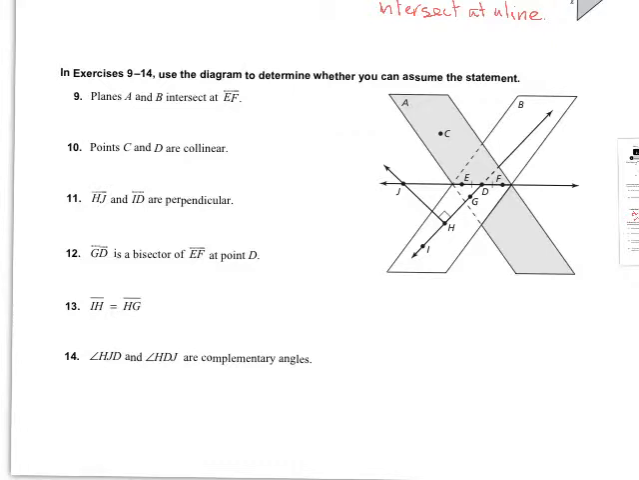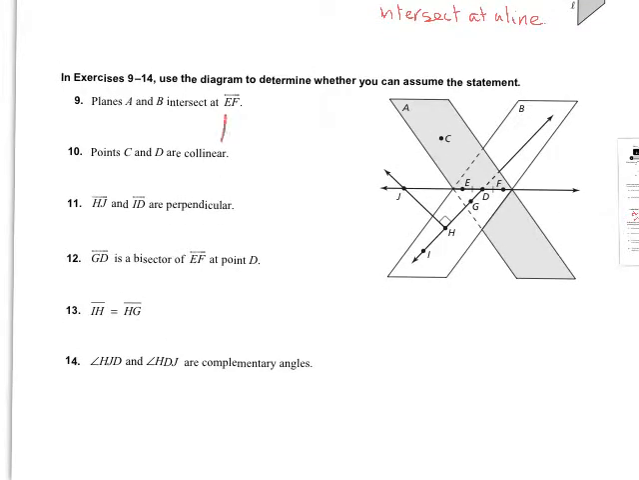Planes A and B, do those planes intersect at line EF? They do, that's true. Points C and D are collinear. What do you think, true or false? It is true. Why is it true, somebody? Yeah, Annabelle. Because it's any 2 points, right? So the 2-point postulate says any 2 points form a line. So just because there's not a line drawn through them does not mean they are not collinear. Okay?